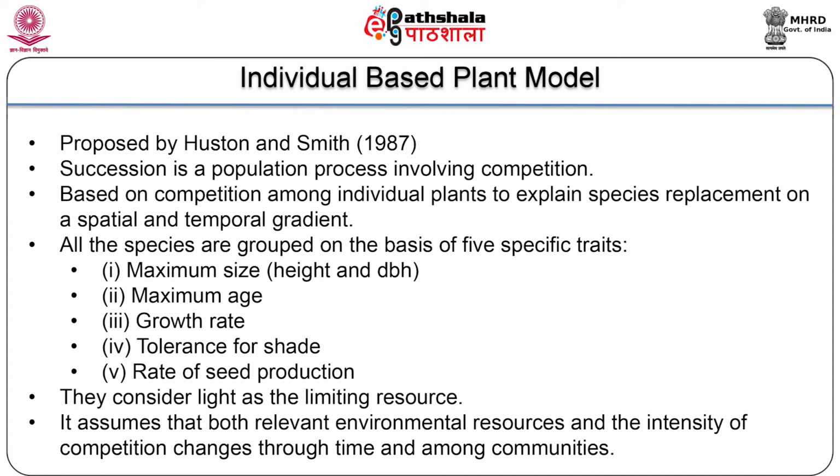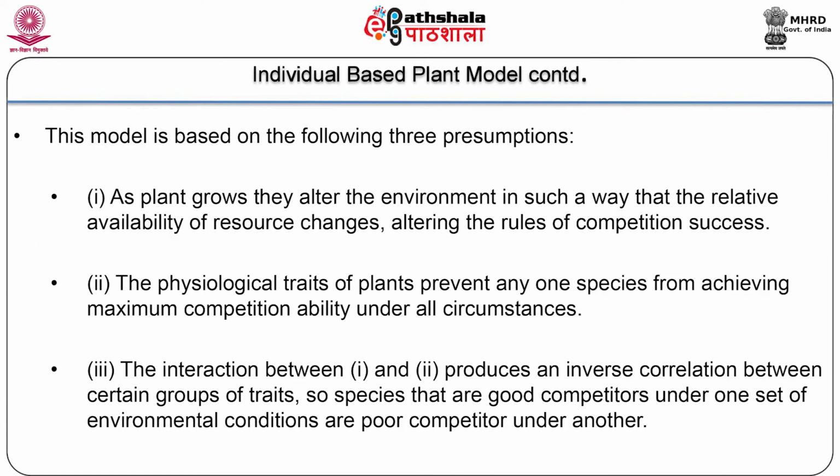It assumes that both relevant environmental resources and the intensity of competition change through time and among communities. This model is based on the following 3 presumptions. The first one is, as plants grow, they alter the environment in such a way that the relative availability of resources changes, altering the rules of competitive success. Second, the physiological traits of plants prevent any one species from achieving maximum competitive ability under all circumstances. And third is that the interaction between 1 and 2 produces an inverse correlation between certain groups of traits. So, species that are good competitors under one set of environmental conditions are poor competitors under another.